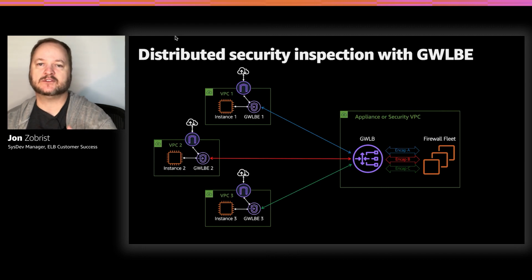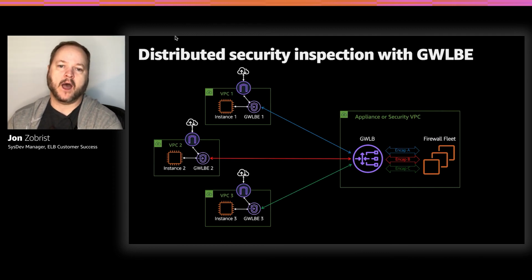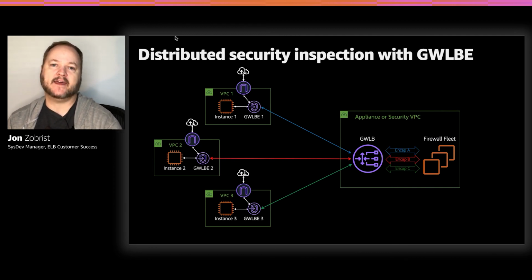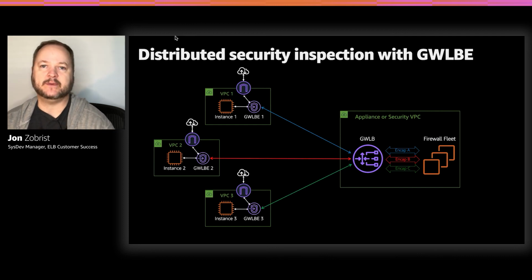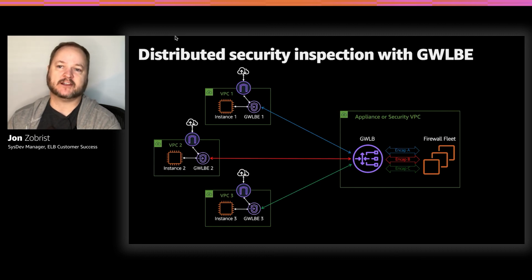So one use case here is easy. It's easy to expose your appliance or security VPC. You can now centralize that, and you can have your security team or your compliance team owning their own VPC and then tapping into all these different VPCs in the same region with a Gateway Load Balancer. And that lets you have a single place where all these different connections can go.